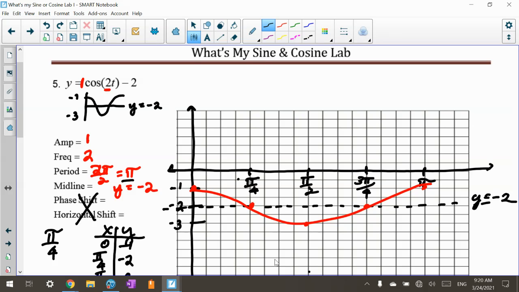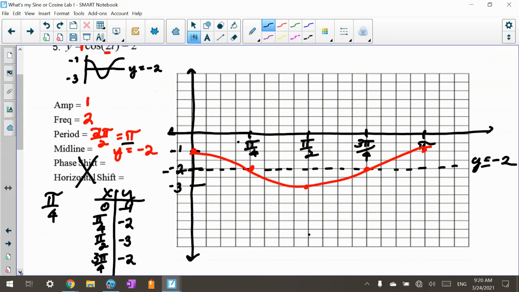So my amplitude is 1, my frequency is 2, my period is 2 pi over my frequency, or pi, and my midline's y equals -2. Because I'm not adding or subtracting inside the parentheses, there's no horizontal shift. There's only a vertical shift because of my midline, so I can just cross off my phase shift and my horizontal shift.